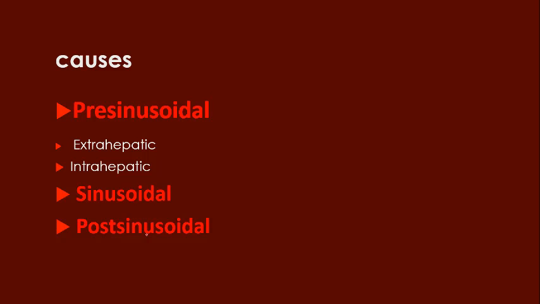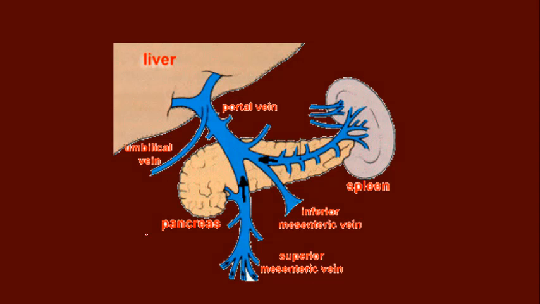The portal circulation. The liver is unusual in that it has a double blood supply. The right and left hepatic arteries carry oxygenated blood to the liver and are responsible for about 25% of the blood supply. And the portal vein carries venous blood from the GIT tract to the liver.